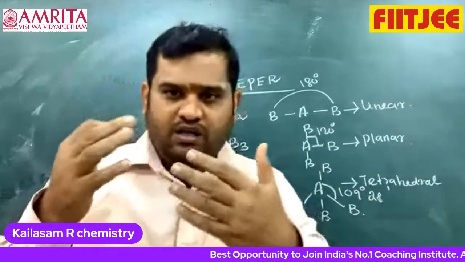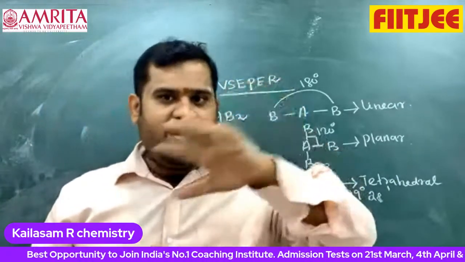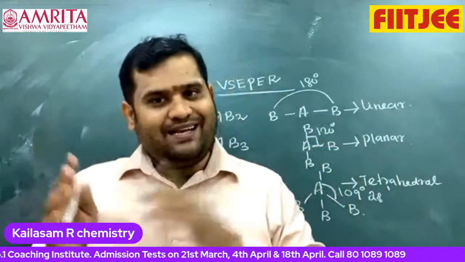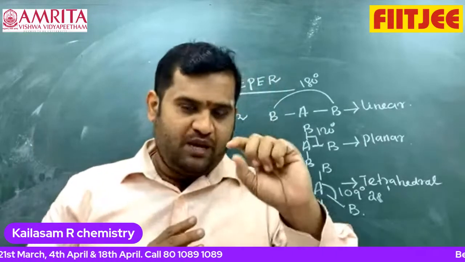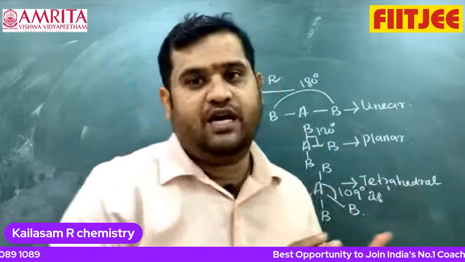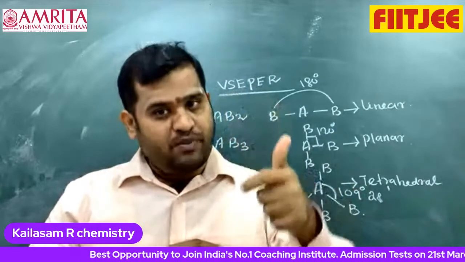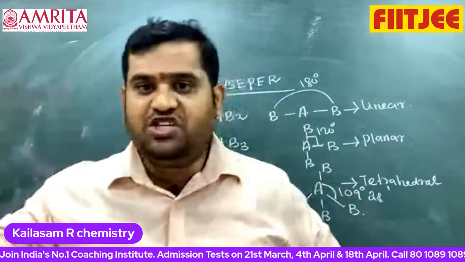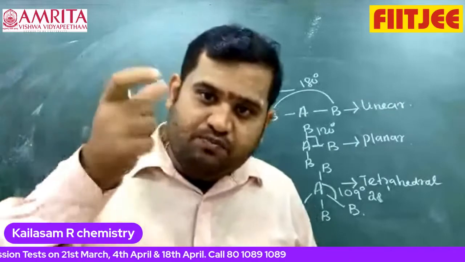That means VSEPR theory says there are two categories. One is the molecule with all bond pairs and no lone pair. The other category has bond pairs as well as lone pairs. Electron pairs are considered as lone pairs plus bond pairs. If the molecule has zero lone pairs, it has the perfect geometry or perfect shape. If the molecule has lone pairs as well as bond pairs, obviously it deviates from the original shape as well as the ideal bond angle. Why? Because of the repulsion.